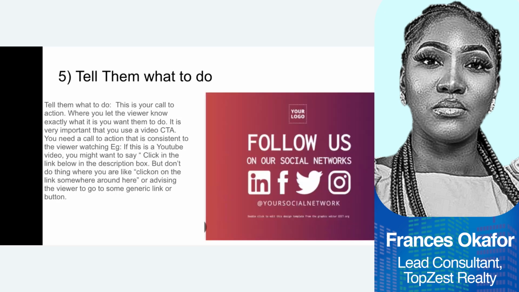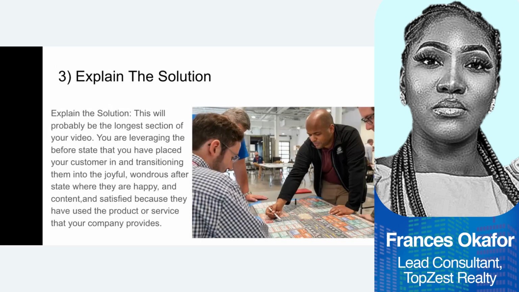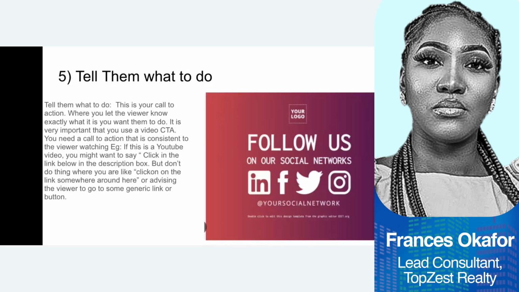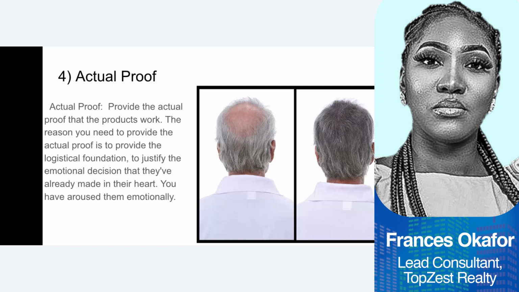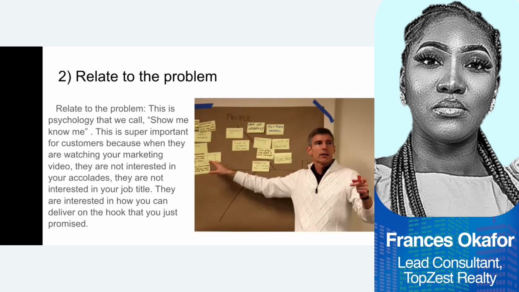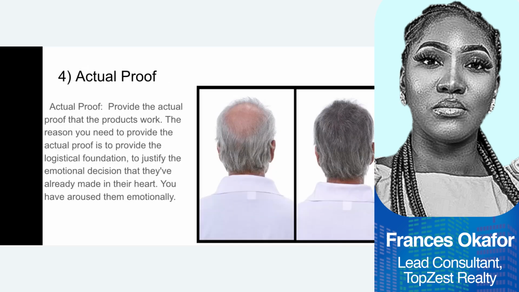Okay, so now we are diverting. I'm done with all the videos. So to summarize the video, we are grabbing your viewers' attention. They're relating to their problem. You're explaining the solution to the problem, and you're showing them the actual proof of what you want them to do. And then you're telling them what to do. If you notice the sequence, after grabbing their attention and relating to their problem, because you're making them empathize with you, that is the reason why you're here. You're indirectly telling them to follow you or to buy the product you're actually selling.